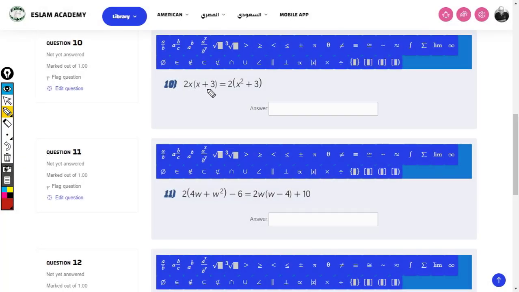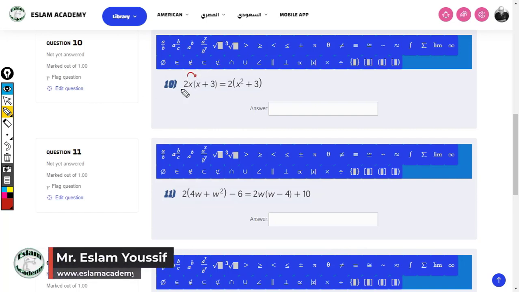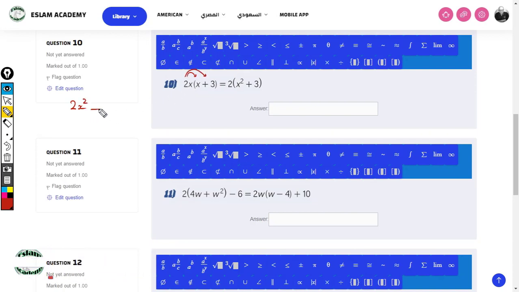2x multiplied by x plus 3 equals 2x power 2 plus 3. Now by using distributive property, 2x multiplied by x will be equal to 2x to the power 2. 2x multiplied by 3 will be equal to positive 6x. 2 multiplied by x power 2 will be 2x power 2. 2 multiplied by 3 will be equal to 6.